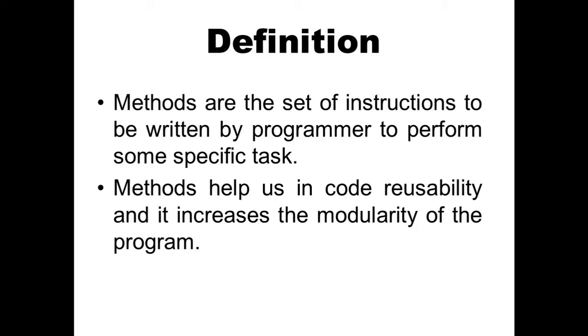So there are always two ways we can perform this sum operation: in that main program itself, or we can call a method and perform this sum operation inside that particular method. So this is the definition of method. Methods are a set of instructions to be written by the programmer to perform some specific task. Like just now I said, we are doing the sum of two variables. We can perform some other operation also. If we go deep, we can perform our DB related things and write them inside a method. We can call that method.